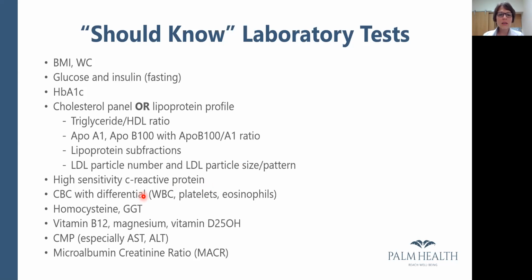We also check blood count. We look at platelets. We look at homocysteine, GGT, B12, magnesium, vitamin D. We look at the liver function, of course, and many times we're checking the urine to see if there's protein spilling into the urine.